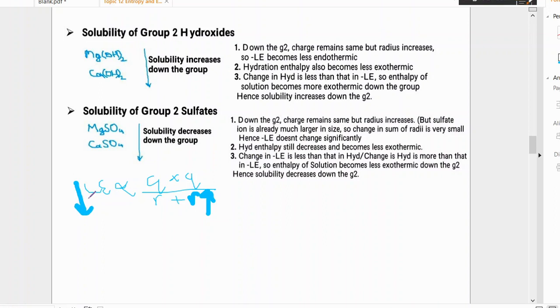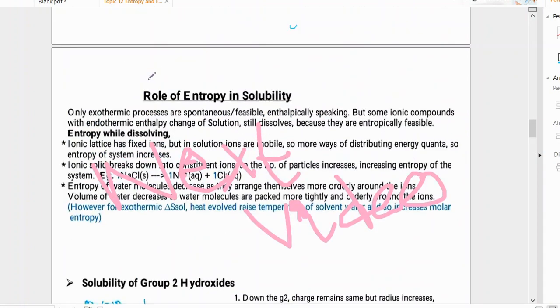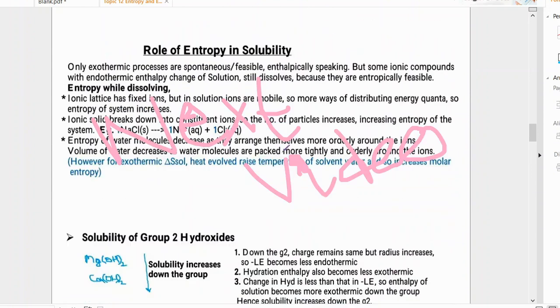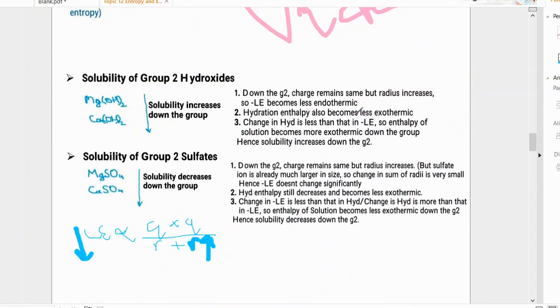So less energy will be released on formation of the lattice, and less energy will be required likewise to break that lattice. So what will happen to the lattice dissociation energy? The lattice dissociation energy will become less endothermic. Hydration enthalpy also becomes less exothermic because ionic radii are increasing. So the trend is hydration enthalpy becoming less and less exothermic.